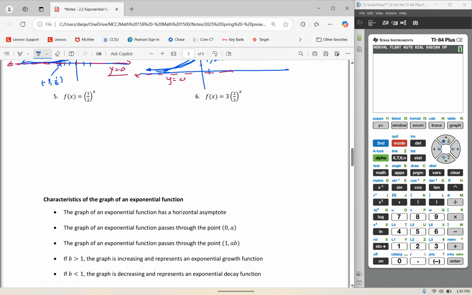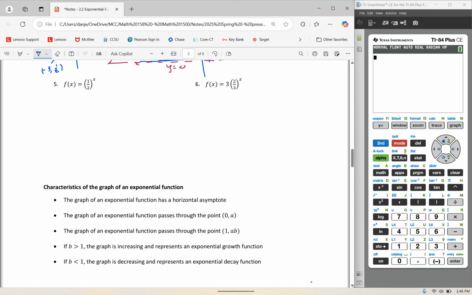Number 5, you'll notice we have 1/2 to the x. So if x is 0, y is 1. If x is 1, y is 1/2. If x is 2, y is 1/4. You'll notice that these are getting lower and lower and lower. In fact, if x was, say, -2, f of -2 is 1/2 to the -2, and that's going to be the same as 2 squared, or 4.